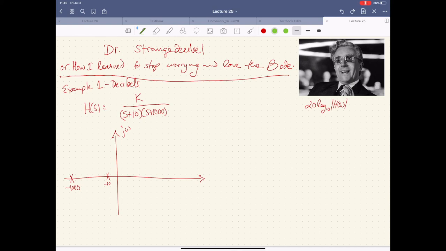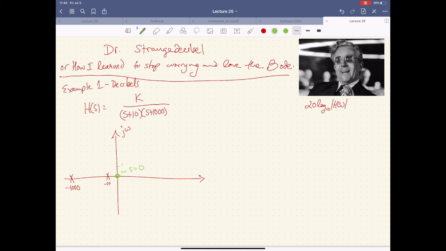So when I'm down here near s equals zero, where omega is roughly zero, as we're moving up through here, the magnitude of both of these is roughly equal to 1,000 until I get to about 10. And then at 10, things start to take off for this one.